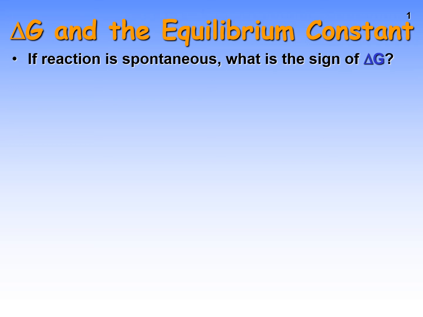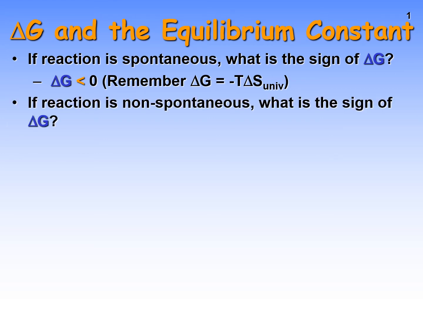So, in the last lecture video, we learned about non-standard Gibbs free energy, or delta G. Now, it follows the exact same rules as our standard delta G in terms of whether a process is spontaneous or not. In other words, the sign of delta G for a spontaneous process is negative, just like delta G naught. And for a non-spontaneous process, it's going to be positive, again, just like delta G naught.